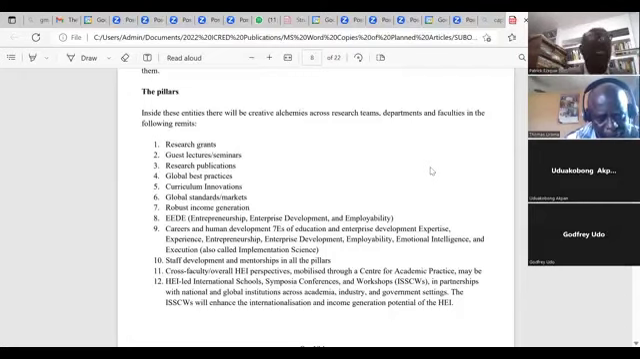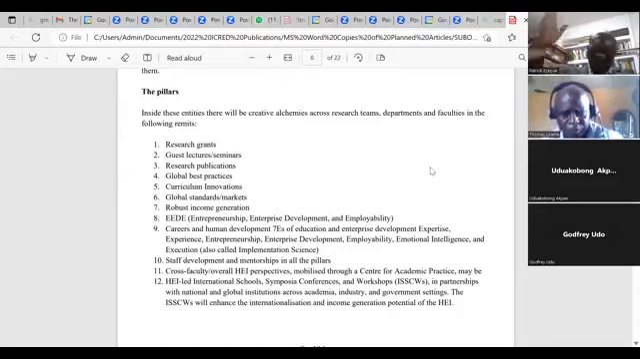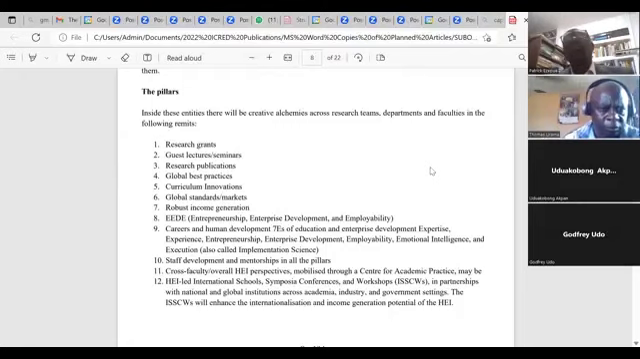How you lead international schools, symposia, conferences, workshops, which is the kind of thing we're doing today, in partnership with national and global institutions across academia, industry, and government settings. All these are the 12 pillars you ought to be hitting heavily in your career as an academic. Can you honestly tell me how well you do in all of these 12? Currently, as traditional academics, how well are you doing in all these 12?